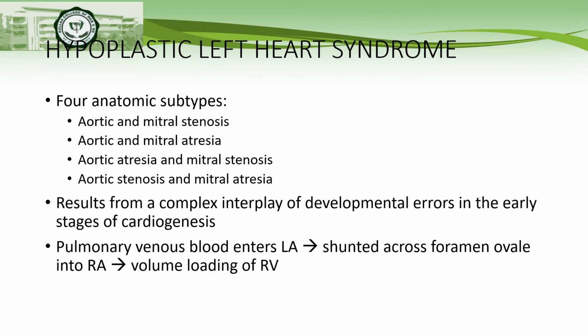In HLHS, pulmonary venous blood enters the left atrium, but atrial systole cannot propel blood across the stenotic or the atretic mitral valve into the left ventricle. So, the blood is shunted across the foramen ovale into the right atrium, where it contributes to volume loading of the right ventricle. The end result is pulmonary venous hypertension from outflow obstruction at the level of the left atrium, as well as pulmonary overcirculation and RV failure.